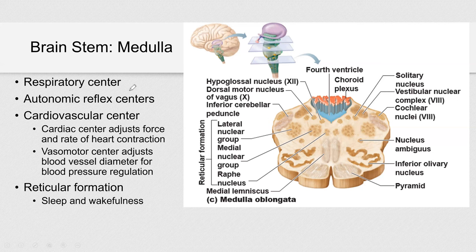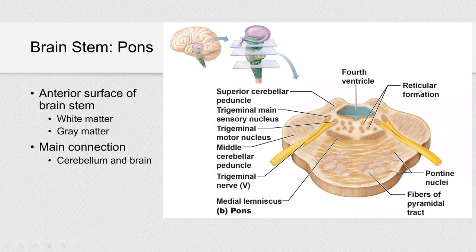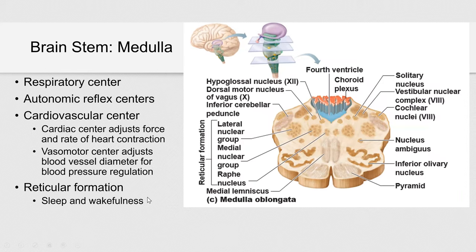As I said, it's very complicated, but what we want to remember about the medulla is that it has a respiratory center, a cardiovascular center, and autonomic reflex centers. The reticular formation shown right here is really a lot of structures. It also plays an important role in sleep and wakefulness. If you go to the previous slide, you will also see part of the reticular formation in the pons. So the pons and medulla both have reticular formation that is important for your sleep cycle and for your ability to stay alert, conscious and awake. That's what the reticular formation is.